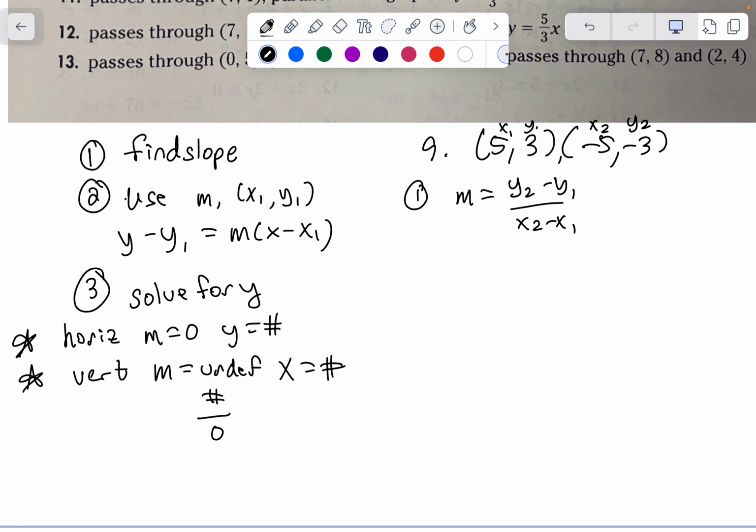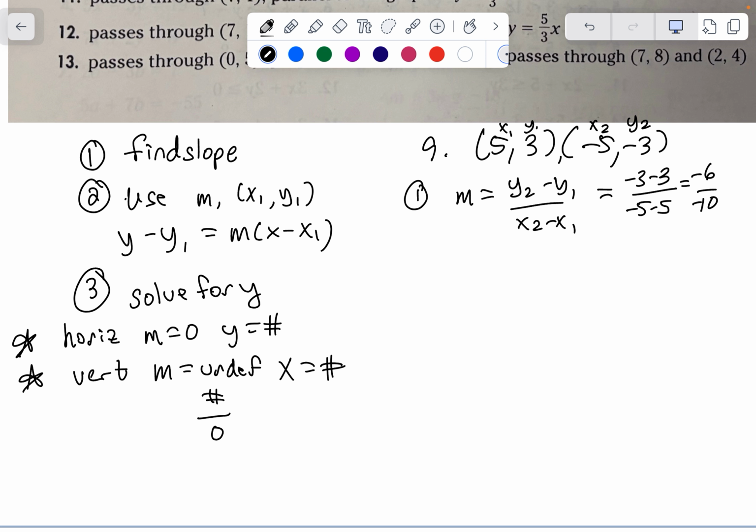So let's find our slope. That's always the first step. Sometimes they're nice and they say the slope is this, and then you're like, yeah, I got it, okay? So anyway, you got -3 minus 3 over -5 minus 5, which is -6 over -10. Both are divisible by 2. Both are negative, so if you reduce it down, you get 3/5.